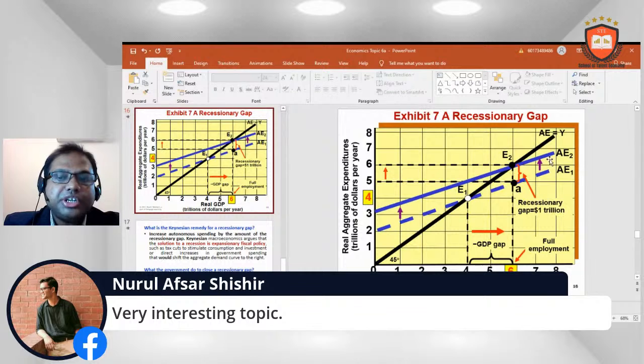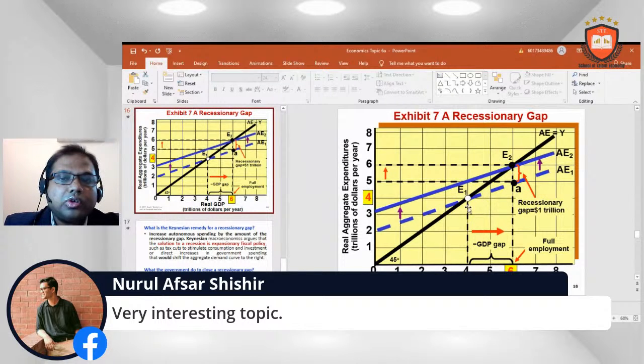Here is the real GDP. In the real GDP, in trillions of dollars per year, this is 4, and the real aggregate expenditure is AE. If we see from zero, it's AE. From 2 it will be AE1, real aggregate expenditure, and from 3 it will be AE2, real aggregate expenditure.